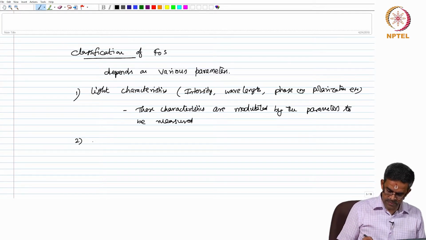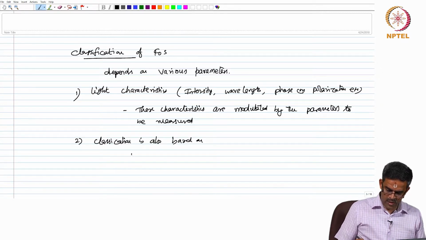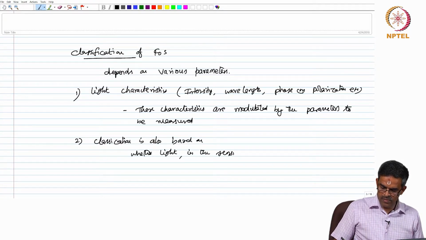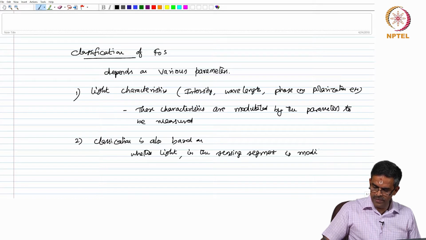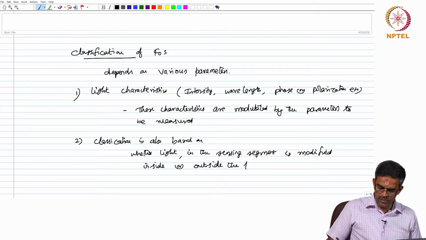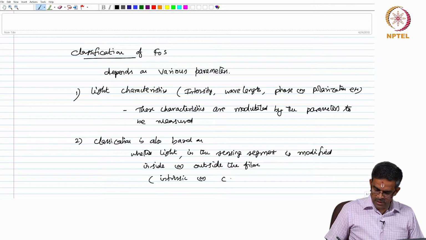Classification is also done based on whether light in the sensing segment is modified inside or outside the fiber. That is, they are called either intrinsic or extrinsic.